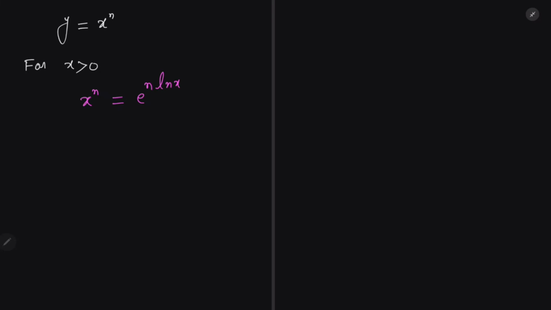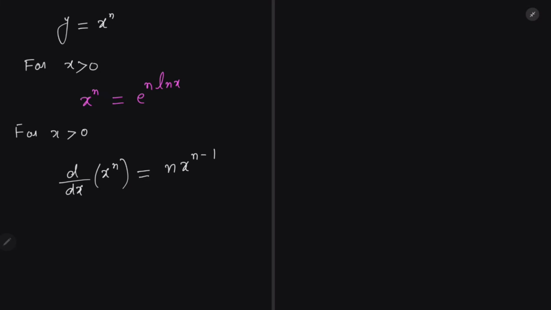Okay, what will be the derivative of such function? Now this is our second question. For x greater than 0, the derivative of such function is quite simple: x^n. This is n x^(n-1). So this is the formula.